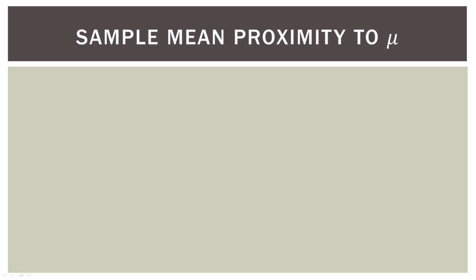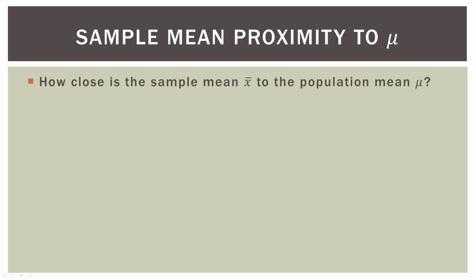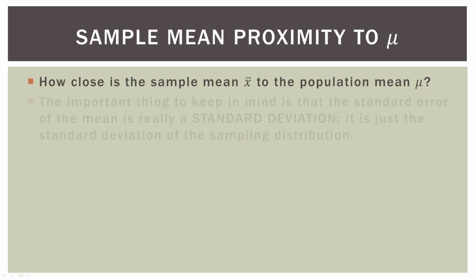So to get to the heart of what this video is about. Some of it we did in the previous video, some of it I've changed a little bit for this topic, but really let's get to the heart of what this video is about, and that is the sample mean's proximity to the population mean. So the question we're really asking in this video is, how close is the sample mean to the population mean?